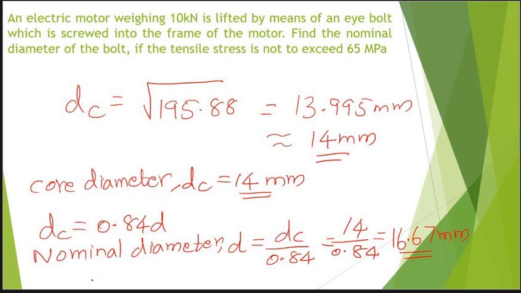So the nominal diameter D we will choose as 18 mm. From the table, after 16 mm major diameter, the next major diameter is 18 mm. So we are not using 16.67 mm. We are not using 17 mm. The next standard size is 18 mm. So the answer is D equal to 18 mm.